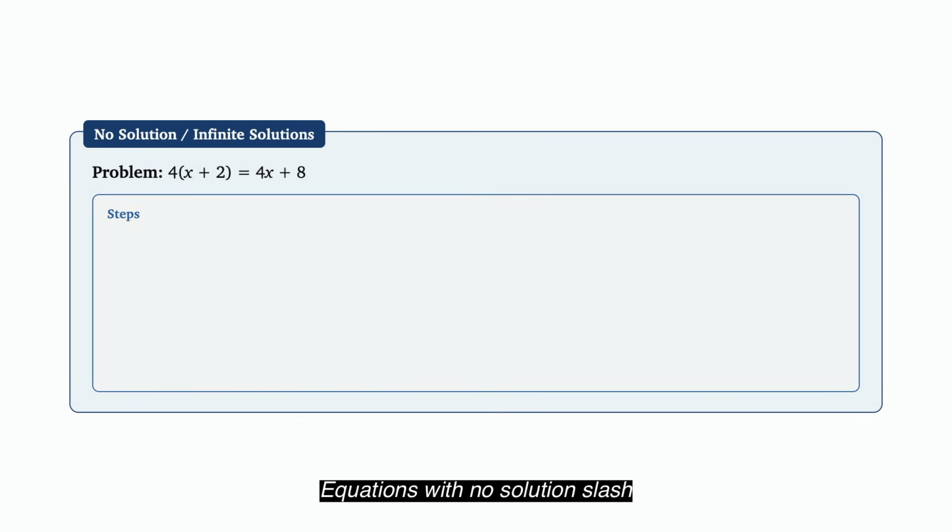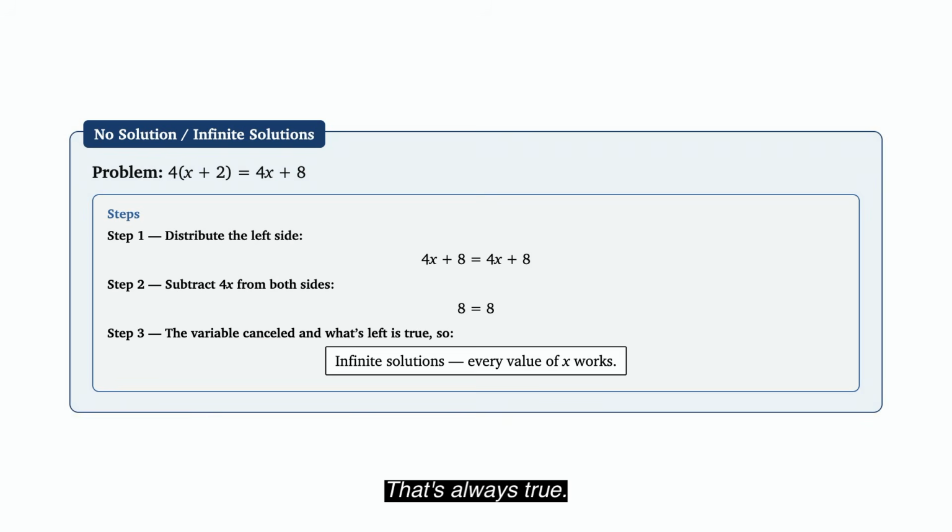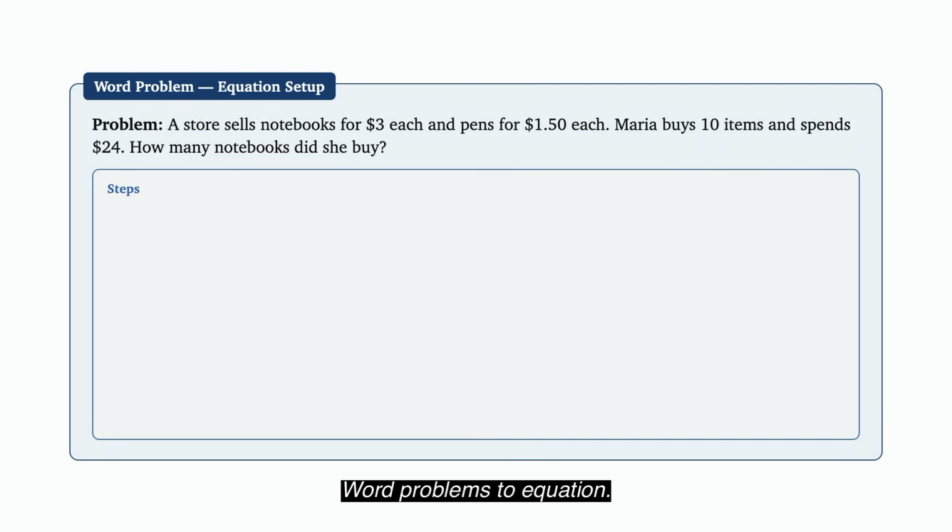Equations with no solution or infinite solutions. The SAT loves to throw in equations that don't behave normally. 4x + 2(2) = 4x + 8... Distribute the left side. 4x + 8 = 4x + 8. Subtract 4x from both sides and you get 8 = 8. That's always true, so this has infinite solutions. When you see variables cancelling, don't panic. Just check what's left.